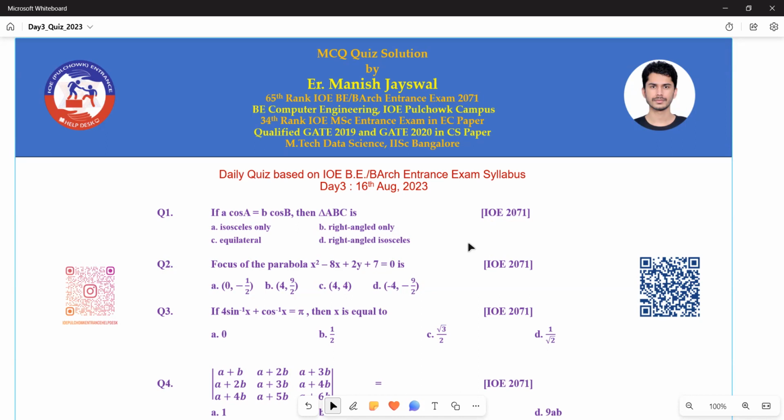Today we are going to discuss the solution of our quiz of day 3. There were 4 questions provided and those all were MCQ questions. Today we are going to discuss the solution in detail form and I'll also give you some tips so that you can solve it in less time, without any rough work or with less rough work.